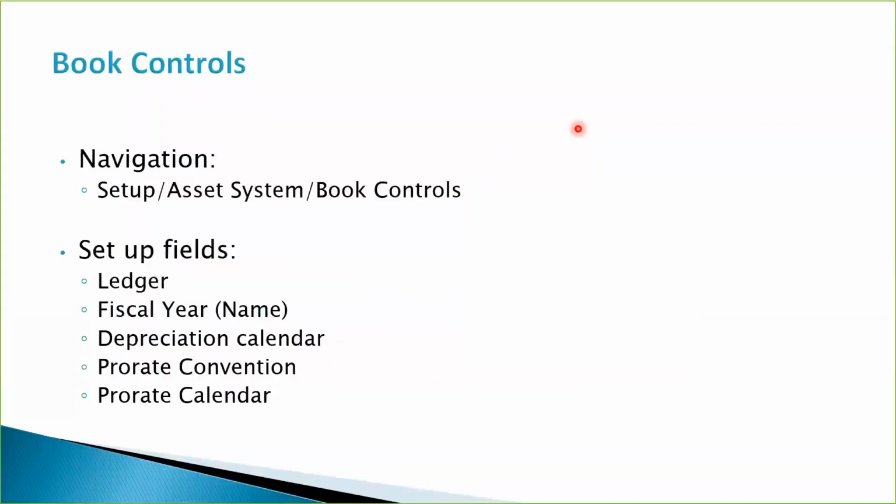Now, in order to understand the significance of these items, we are going to start by looking at how depreciation is calculated. Once we understand that, we are going to see what role each of these features plays in calculating depreciation, what their function is, why we have to define them, and how we are going to define them.